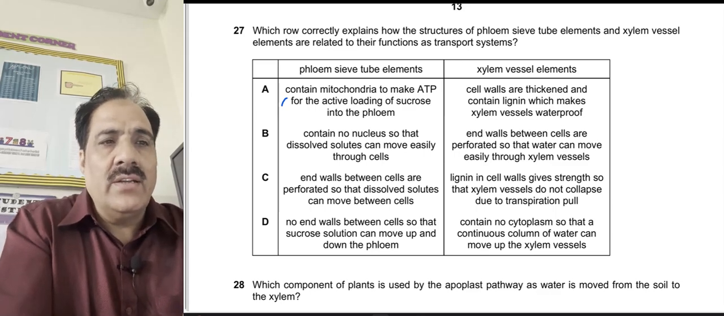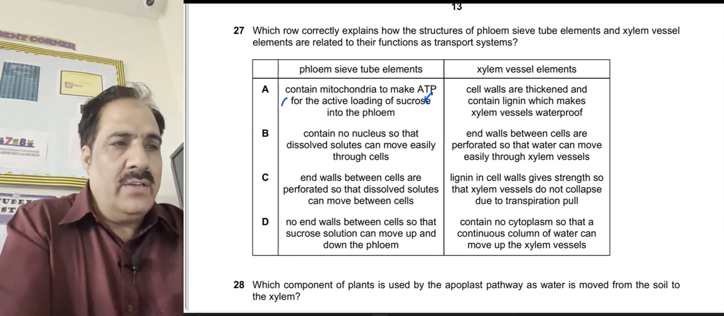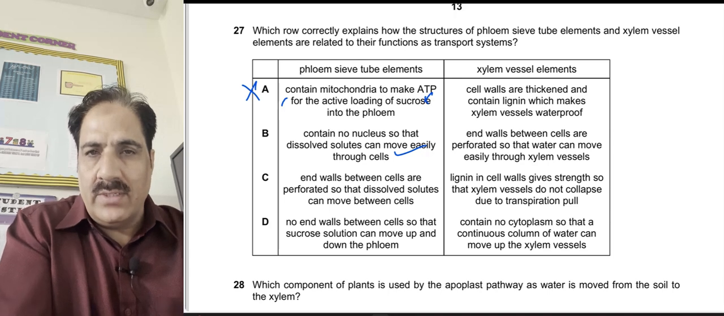Cell walls are thickened and contain lignin, which makes xylem's transport waterproof. Okay, so this option is wrong here, so this cannot be the answer. Contains no nucleus, so that dissolved solutes can move easily through cells. This is correct. End walls between the cells are perforated. We don't have end walls in the xylem vessel elements.